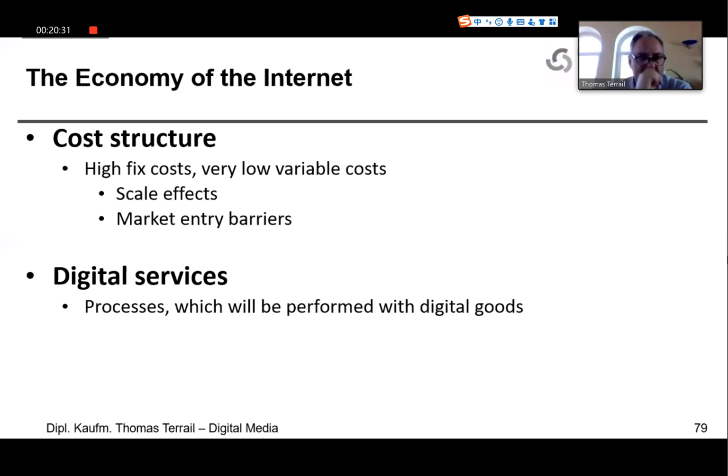The cost structure. So when we talked about it, the cost structure is we have very high fixed costs. That's for the programming and for testing and all that. And the variable costs are very low. So the advantage is that the scale effects are very, very high. So they are endless normally.